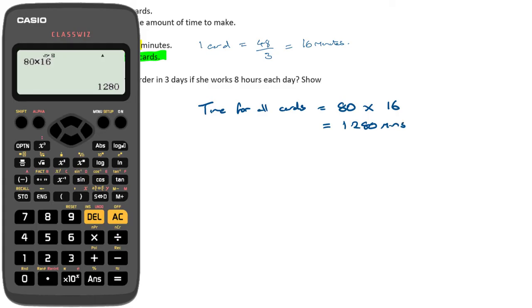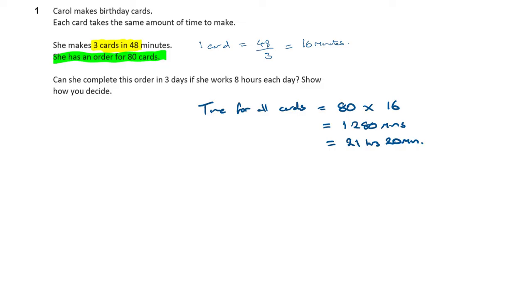Okay, and what's that in hours? I think if we divide it by 60, we should get that in hours, shouldn't we? Which is 21 and 3 recurring, which is 21 and a third, isn't it? What's that in hours and minutes then? You can actually just use this button here to convert it into hours and minutes. I don't know if you knew that, but that's 21 hours and 20 minutes then. Okay, so 21 hours 20 minutes. Okay.